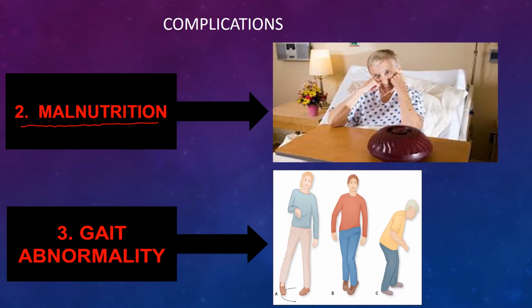Due to the involuntary movements of the patient's arms and legs, the patients with Huntington's disease may develop gait abnormality. Gait abnormality makes ambulation impossible or difficult.